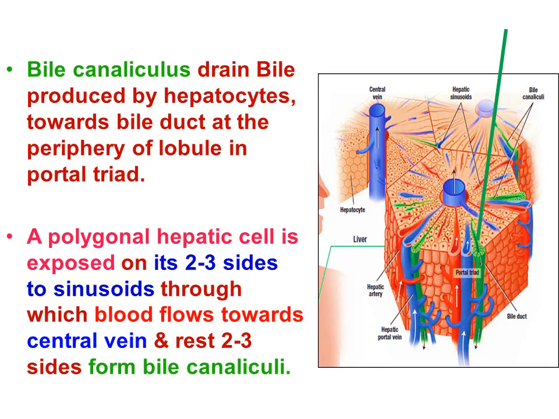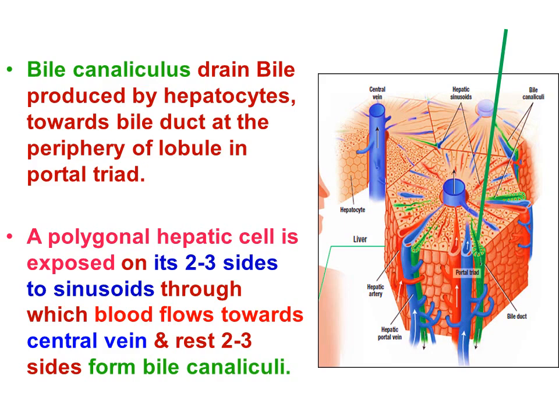The bile canaliculus is a small channel that occurs at the interface between an adjacent pair of liver cells in a plate. The walls of the canaliculus are formed by the plasma membrane of opposite hepatocytes. Thus, the bile canaliculus is draining the bile which is produced by hepatocytes towards the bile duct at the periphery of the lobule in the portal tract.